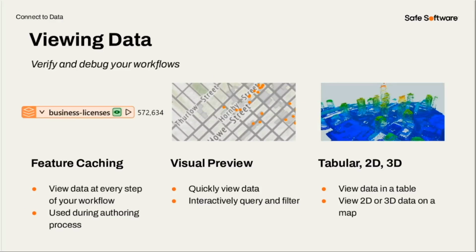It's important to be able to inspect your data before, during, and after the translation to ensure that the source data is what you expect, that the transformations have done what you want, and that the data has been written correctly. So when you run a translation in FME Workbench, a feature cache will be created at every output port, which you again see in green there. And if we click on that cache, it'll be displayed in the visual preview window. And this visual preview window supports tabular data, 2D data, 3D data, such as point clouds.